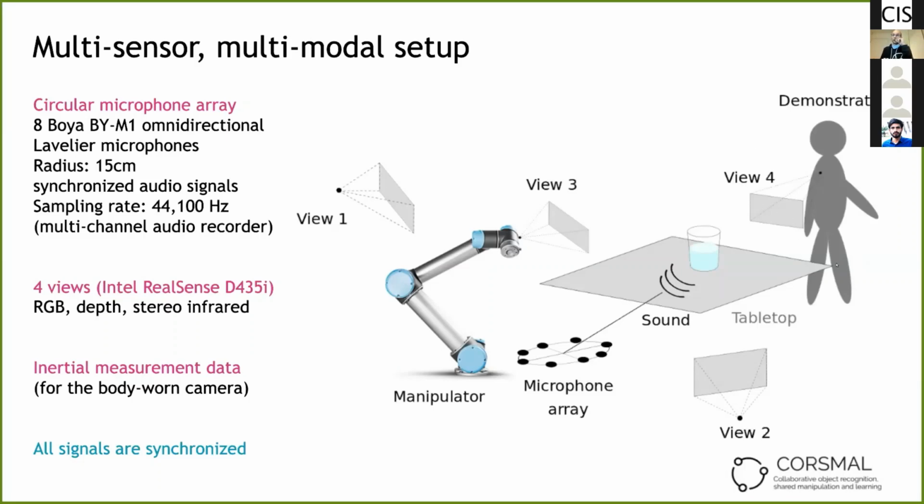For the camera that was worn by the person, we also collect inertial measurement data, because we have calibration, for example the intrinsic and extrinsic parameters of the cameras, except for the moving one. Here the inertial measurement data can be used for inferring the position and orientation of the camera.